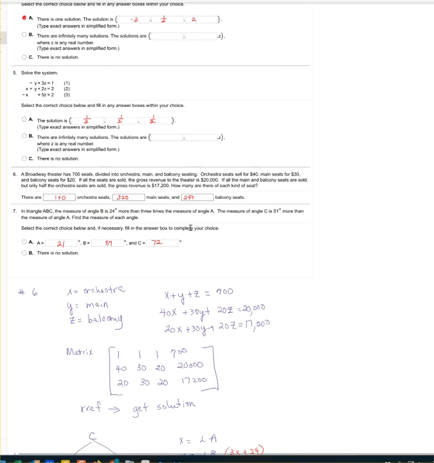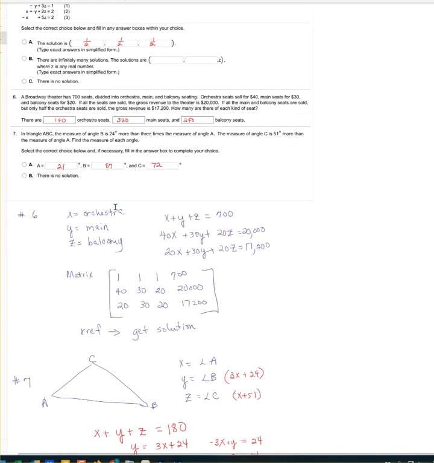So the very first thing you want to do in this is write down, what am I going to let my variables equal? X is the orchestra, Y is the main, Z is the balcony. And so you've got to come up with 3 equations. And this has 700 seats all together. So you could say X plus Y plus Z is 700. That's one of the equations. Then if all the seats are sold, you get $20,000. And it tells you the price for each one. So you could have 40X plus 30Y plus 20Z equals 20,000.